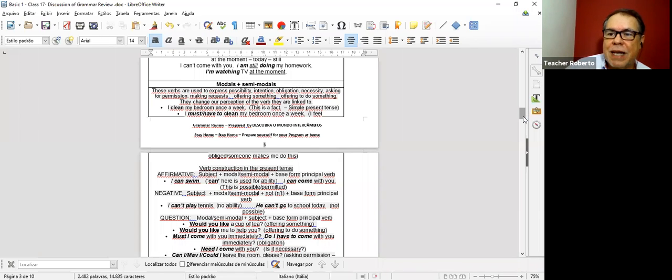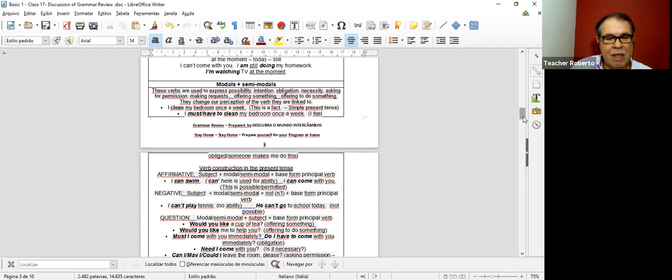But the difference is that have to is an equivalent, it is not a modal verb. Some people call it semi-modal. Why is it not a modal verb? Because if you want to ask a question, you cannot say, have you to clean? I have to use do or does in the present and did in the past. And if I want to make negatives, I have to use don't, doesn't in the present, and didn't in the past. But in the affirmative, I can say, I must clean my bedroom once a week, or I have to clean my bedroom once a week.